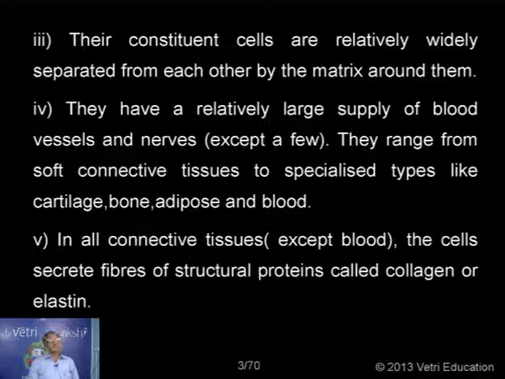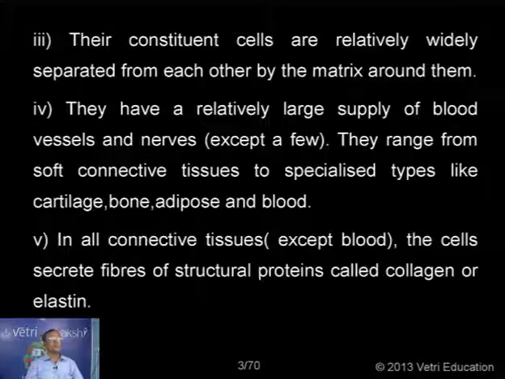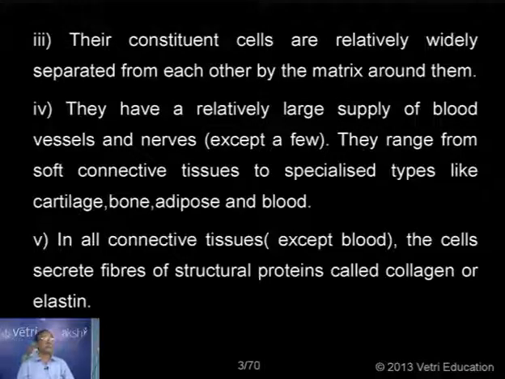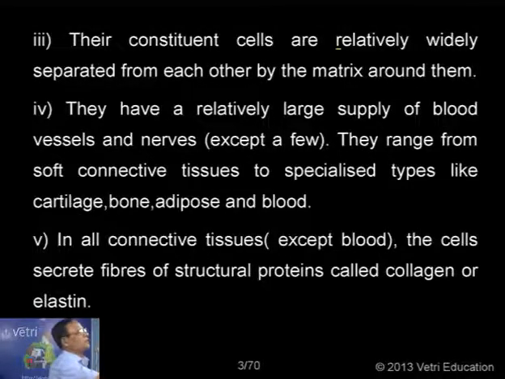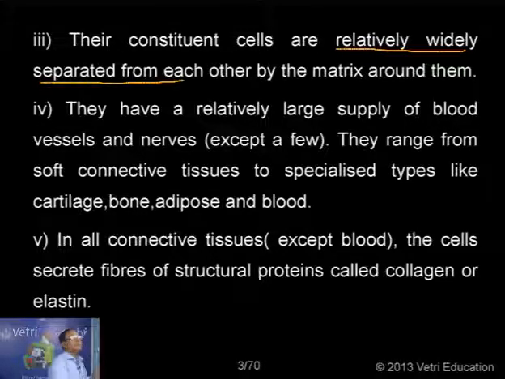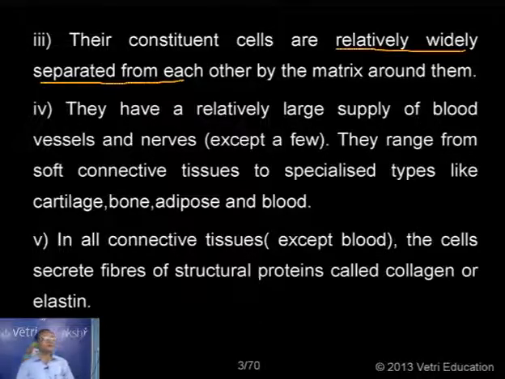Now, as they have a large amount of matrix, the cells found in that tissue are widely separated, scattered here and there. They are not closely packed. So we have fewer cells when compared to the epithelial tissues, where many cells accumulate together to form a tissue. As the ground substance is large in amount, we have only fewer cells, and these fewer cells are widely separated from each other. This is because of the matrix. So we have the base substance in which only a few cells are found scattered.